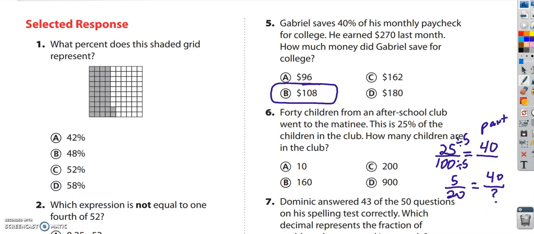And now mathematically I can solve. By multiplying 5 by 8, I get 40. So you multiply 20 by 8. That's the same thing as 2 times 8, which is 16, and then annex your 0. So the answer is 160. All right, let's go ahead and move down this page. We're on number 7 and 8.